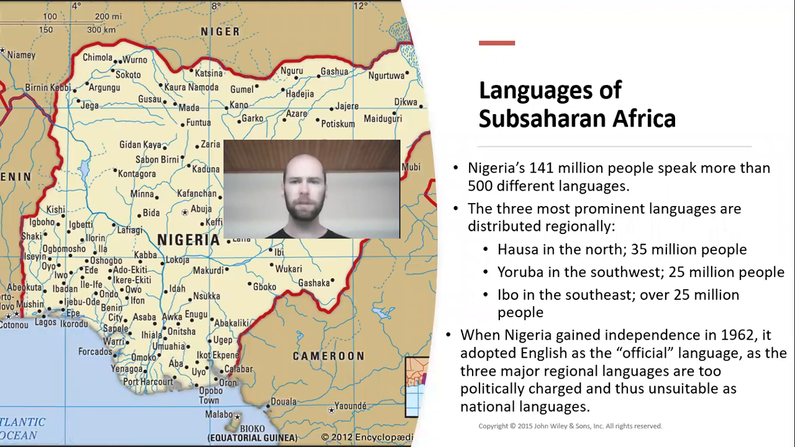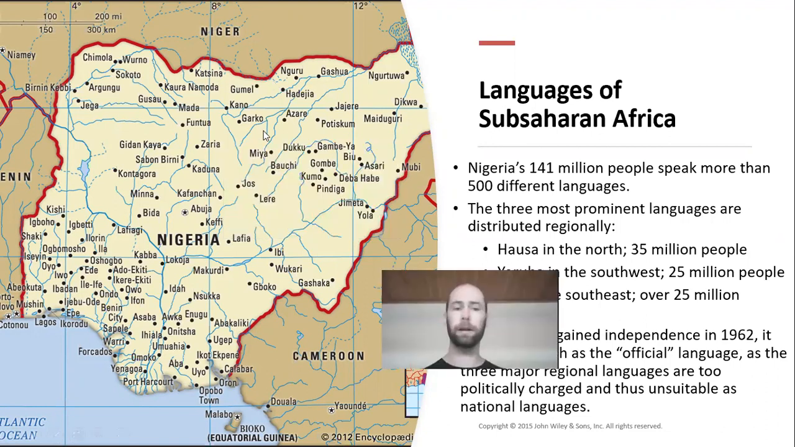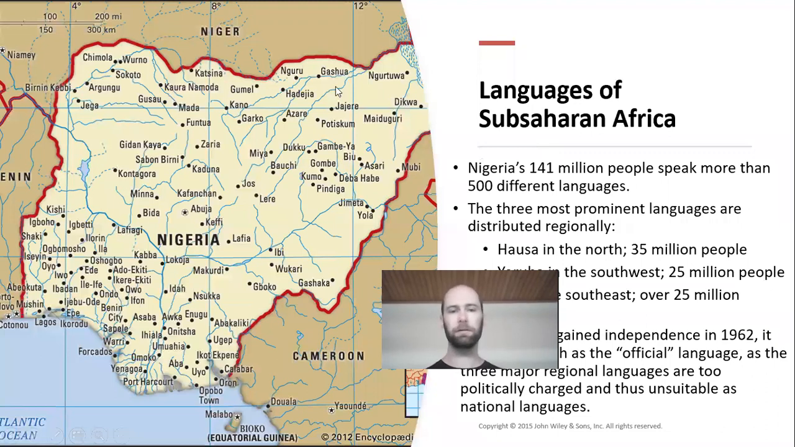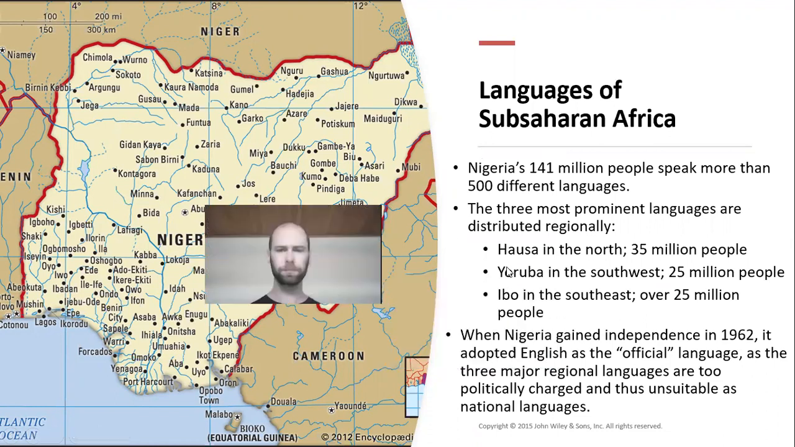So Nigeria's 141 million people speak more than 500 different languages. That's just in one area, and this area is up around here. It's the Niger-Congo language family. But within that family, within just this relatively small country, there are 500 different languages.